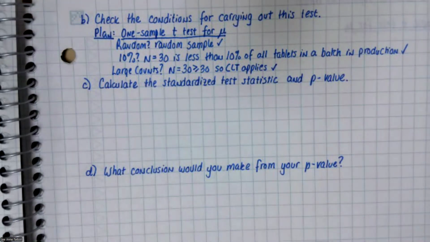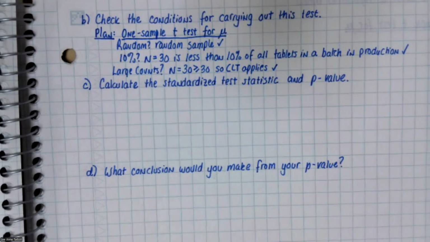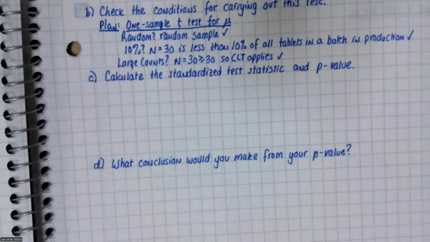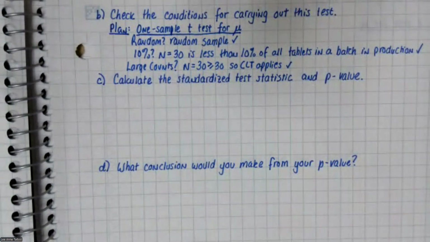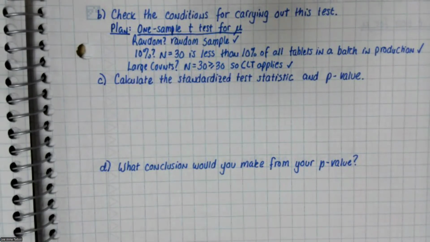Okay, now what if this was a proportion situation? What would you do for the large counts? N times P, N times 1 minus P. What if it was two sample proportion? Nice. Oh man, you're on fire. Okay. Sorry, I'm just reviewing for the AP exam early.